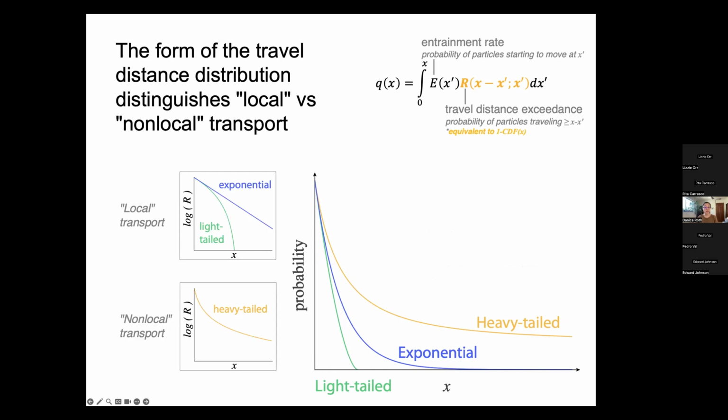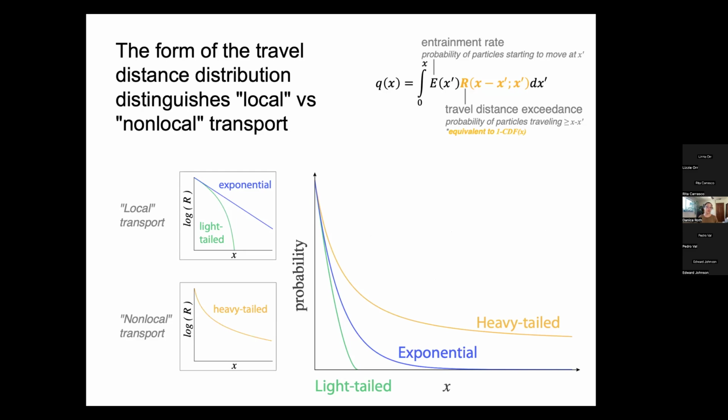So a light-tailed distribution in exceedance space is concave down, whereas a heavy-tailed distribution is concave up. Here, an exponential is linear, but a concave up heavy-tailed distribution means that, unlike a light-tailed distribution, there's no point where the probability of exceeding some maximum value goes to 0. And that's why heavy-tailed distributions like power laws are often used as the identifying mark of non-local transport.